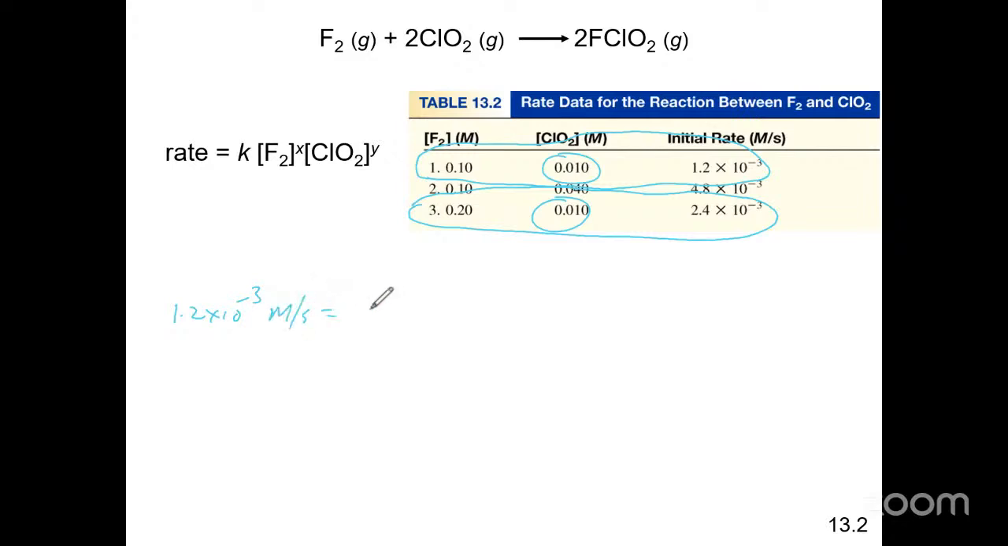That is equal to k times the concentration of fluorine, which is 0.10 M raised to the x. We already know what x is already. It's 1, but it doesn't matter. So I'll just put 1 here. And then for the ClO2 it is 0.010 M raised to the y. This is what we're trying to find. We're trying to find y. And then down here, I'm going to put 2.4 times 10 to the minus 3 M per second is equal to k times 0.20 M.